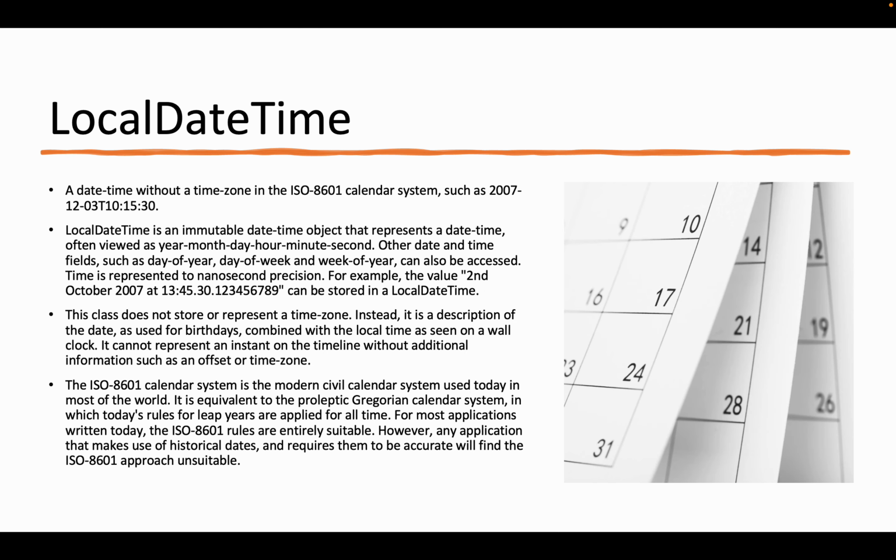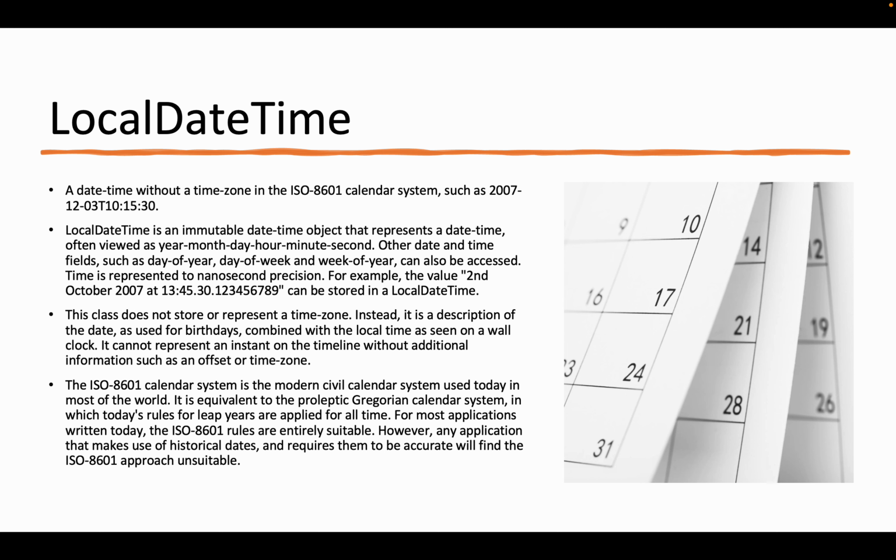Then we have local date time, which is actually a date time without time zone in the ISO calendar. So basically it's a combination of local date and local time. So this class is also immutable and it represents date time, and we normally view it as year, month, day, hour, minute, second. And other date and time fields such as day of the year, day of the week, year of a week can also be accessed. Time is represented to nanosecond precision as well in this case.